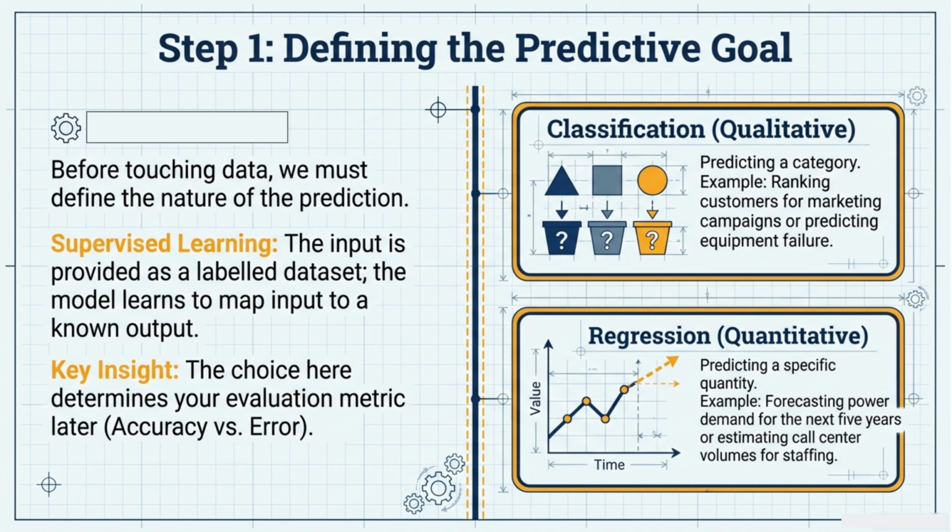Step 1 is defining the predictive goal. This is based on supervised learning, where the input is a labeled dataset. You must choose between classification, predicting a category, or regression, predicting a specific quantity. This choice determines your later evaluation metric.